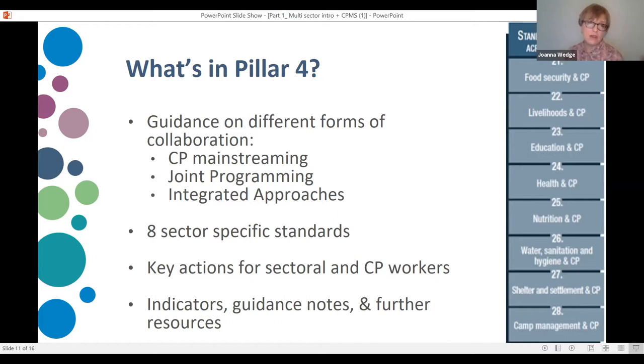The minimum standards, the CPMS, provide key actions for sectoral and child protection workers, and we'll look at that in just a moment. And then of course, as you know, there are indicators, guidance notes, and further resources for each of these specific standards. Just to note that the annex of further resources has been updated and will be released in the next week or two, if you're looking for one place to stop and find further readings. We could go on, Jessica.